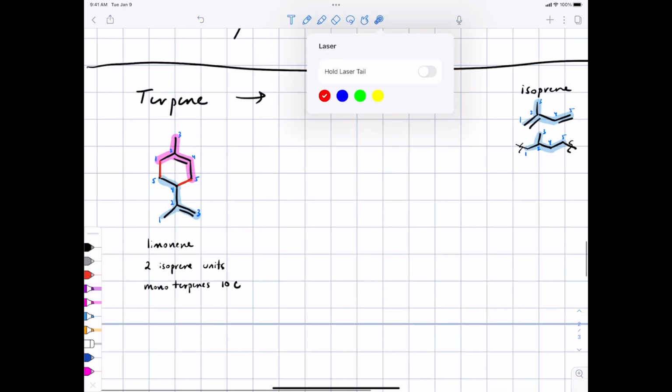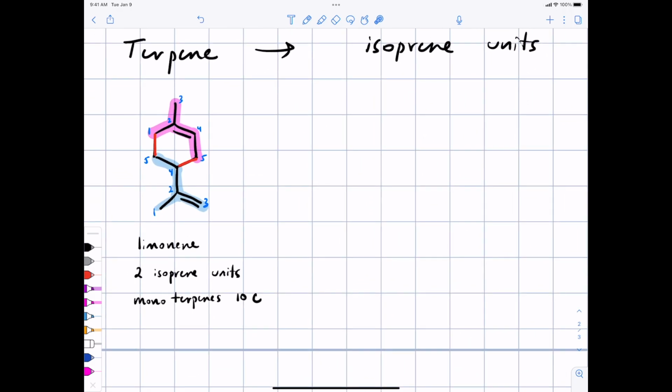We're not worrying about where the double bonds are at all. We're just looking at the single bond connectivity. So if this one you just drew here had no double bonds, or if it had more double bonds than it has now, would it still be a monoterpene? Yes.